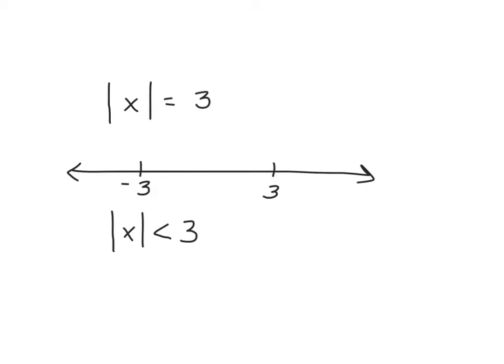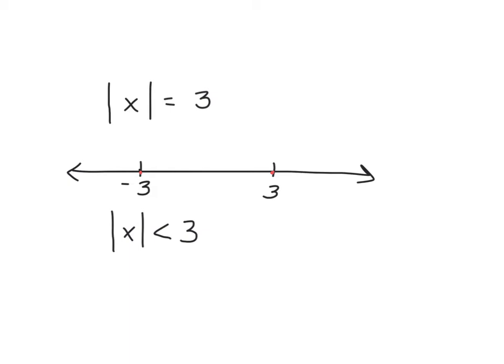If I asked you to tell me all of the numbers for x so that the absolute value of x is equal to 3, you would tell me those numbers. Obviously, they're 3 and -3. We've become experts at solving these absolute value equations. But what if I asked you for all of the numbers whose absolute values are less than 3?